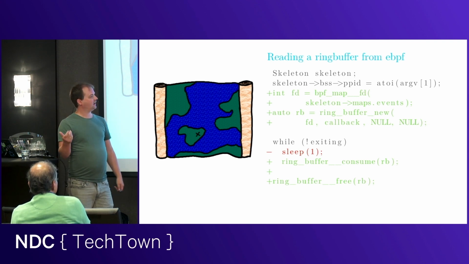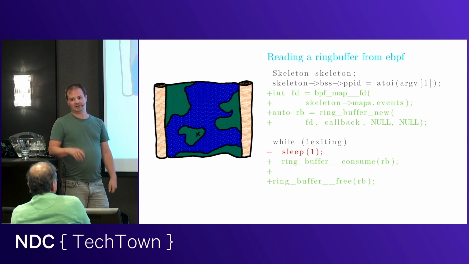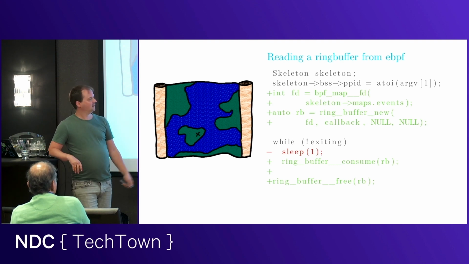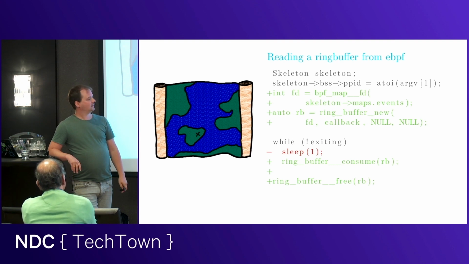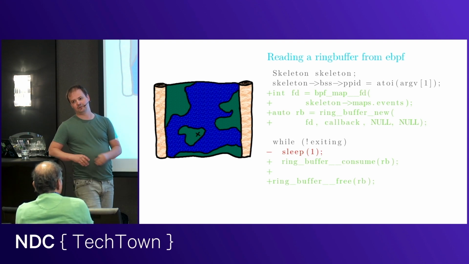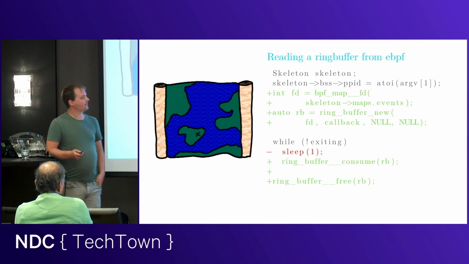And then instead of just sleeping in the loop, I just consume the ring buffer whenever there's stuff in it. So the ring buffer consume will make sure that whenever something new is on the ring buffer, I'll call the callback. And then you have to free the ring buffer when you're done with it.